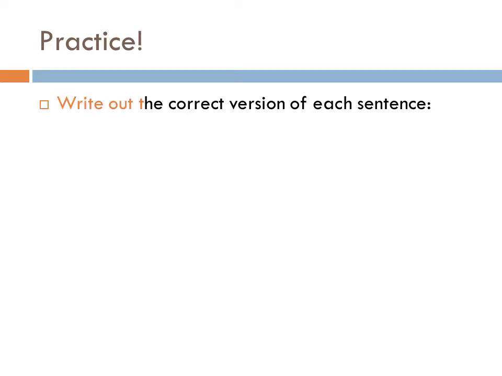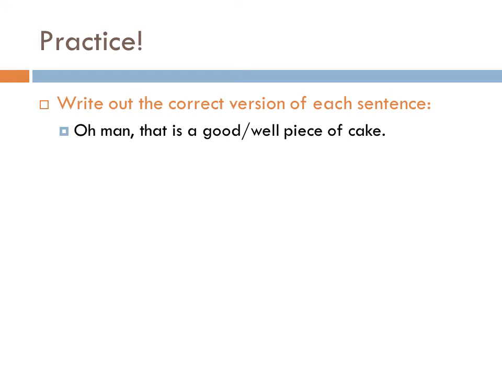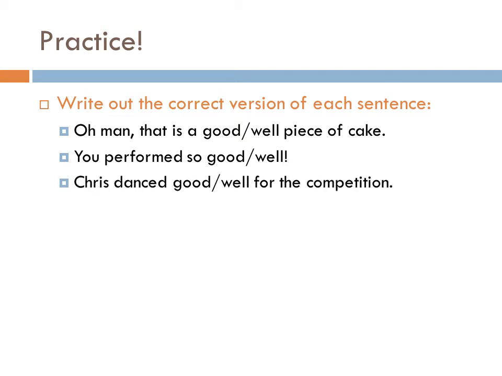Practice time. Write out the correct version of each sentence. Oh man, that is a good/well piece of cake. Which one? Write out the sentence using the correct word. You performed so good/well. Chris danced good/well for the competition.